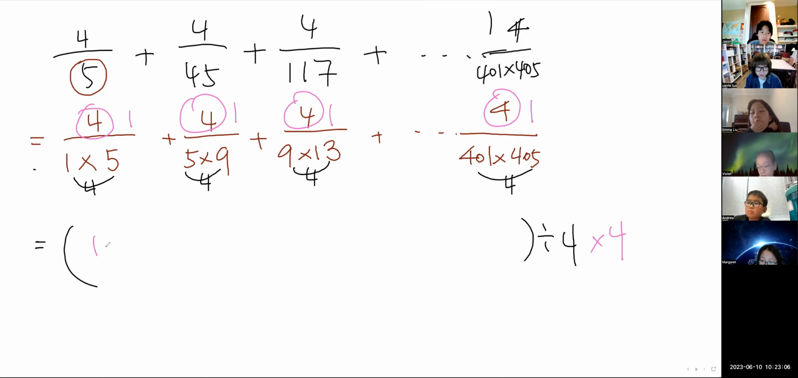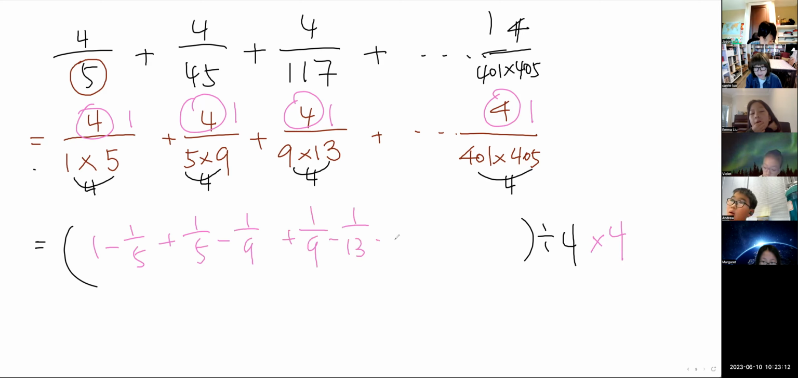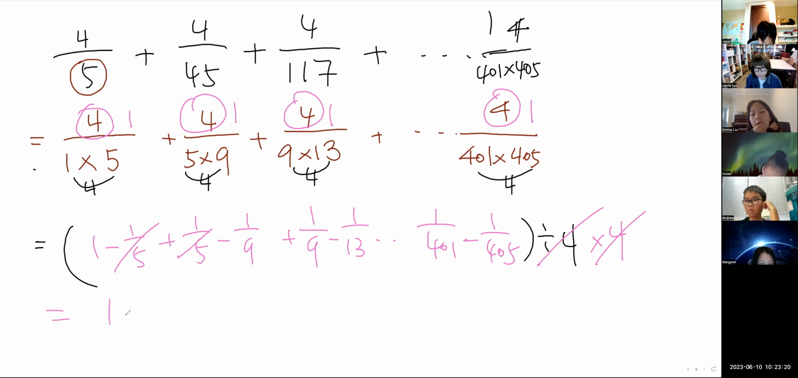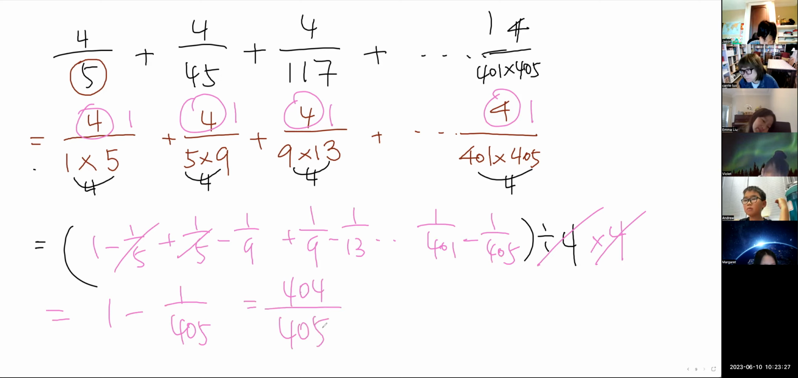So now I just do 1 minus 1 over 5 plus 1 over 5 minus 1 over 9 and plus 1 over 9 minus 1 over 13 and all the way to 1 over 401 minus 1 over 405. Okay, so divide by 4 and times 4, they're gone. So the answer is 1 minus 1 over 405. So the answer is 404 over 405. Get it, Andrew? Get it, Margaret?